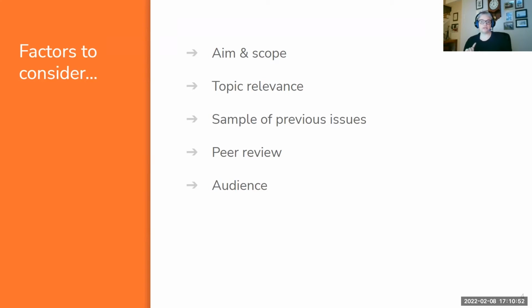So we're going to talk a little bit about peer review, because sometimes the peer review process for one journal is very different than another journal. They could have a different turnaround time. They could have a longer wait period. And so we're going to talk a little bit more about that later on in our session together.